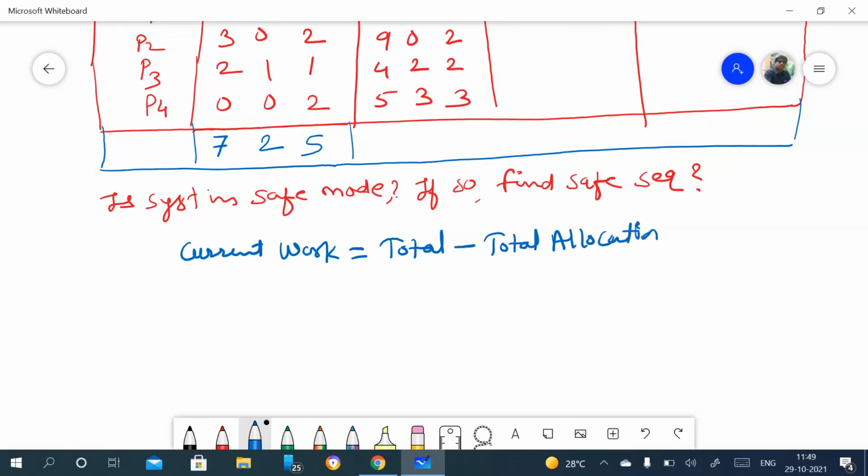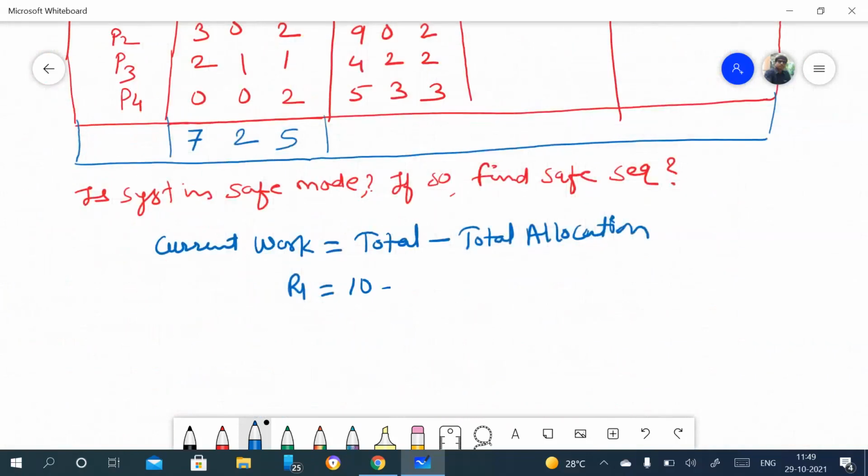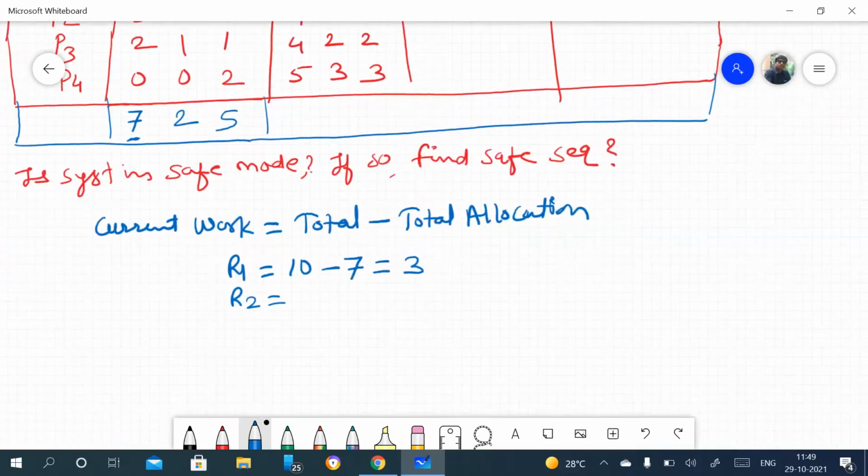This is a simple one. So we can say for R1, the total is what? 10. So this is 10 minus, for R1, this is the total allocation, minus 7, which is 3. And same for R2, total is 5 minus 2, which is again 3. And for R3, total is 7 minus 5, this is 2.